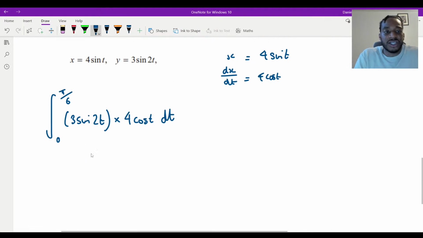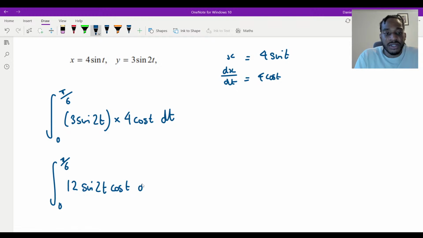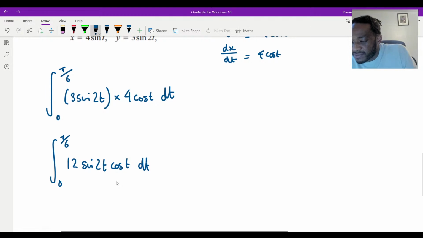Now, I'm going to tidy this up a bit. So what have I got? I've got between 0 and pi over 6. I've got 3 times 4, that's 12. I've got 12, and I've got sine 2t cos t. Now, I'm looking at this. How on earth do I integrate that, guys? Anybody have any suggestions? How do we integrate something like that?